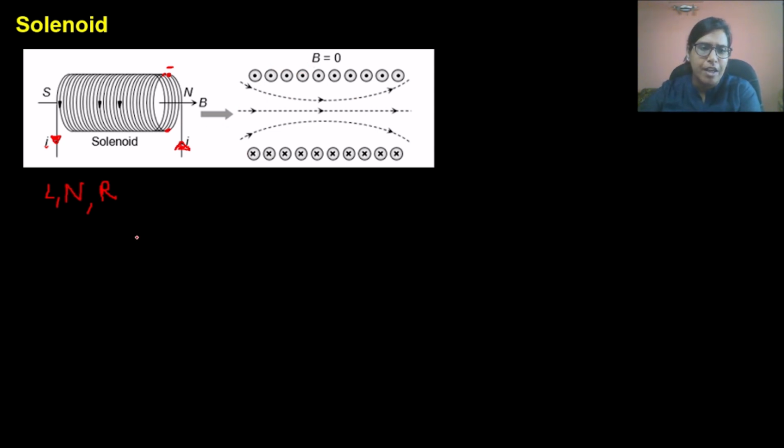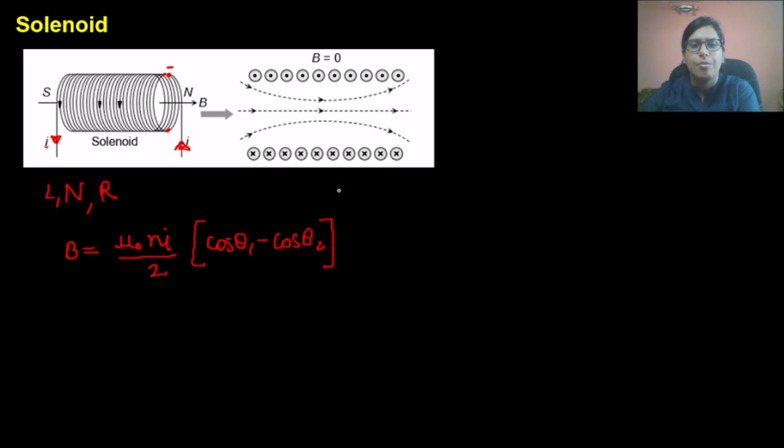So now if we write the formula for magnetic field, it is mu naught Ni by 2 times (cos theta 1 minus cos theta 2). This is valid for a finite length solenoid.